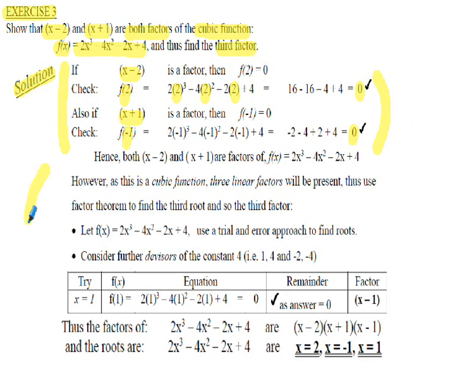In the remaining part of the solution, we try and find the third factor. I'll let you review the solution at your own pace. What you should find ultimately is that the factors are x minus 2, x plus 1, and x minus 1.